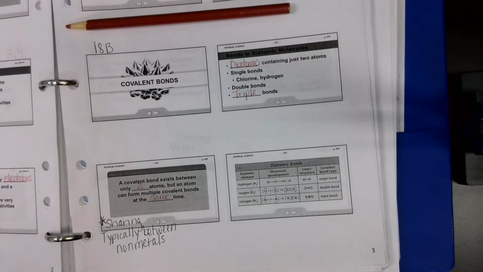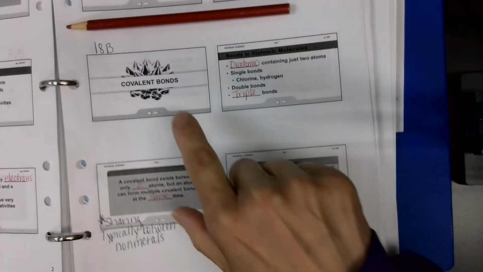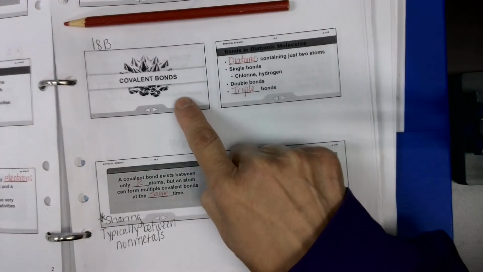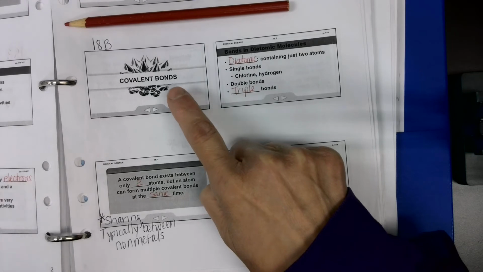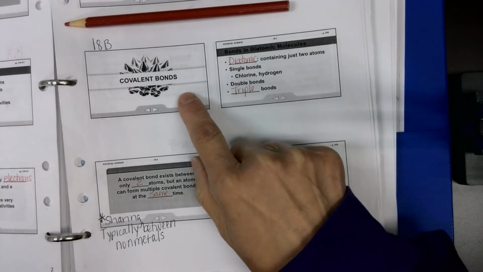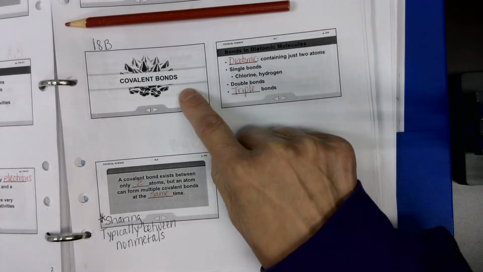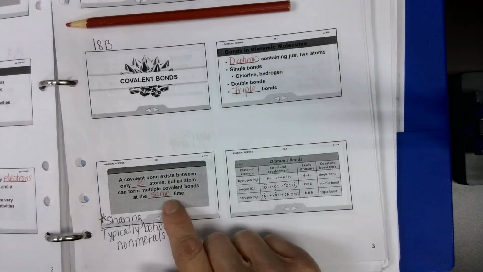Hello, physical science class. This is your 18B notes section. As we talked about yesterday, we're going to look at the different types of bonds a little more in detail. We're going to start today with our covalent bonds.